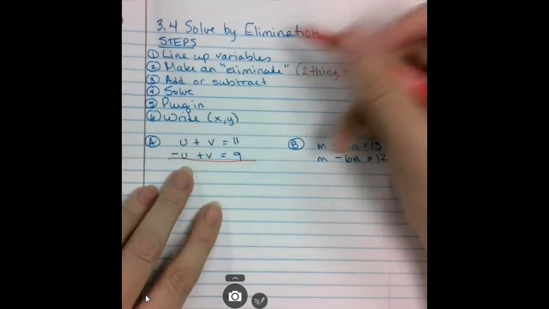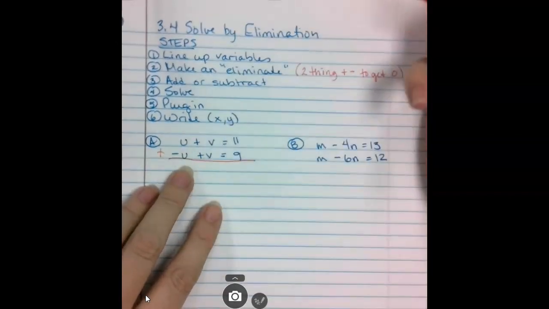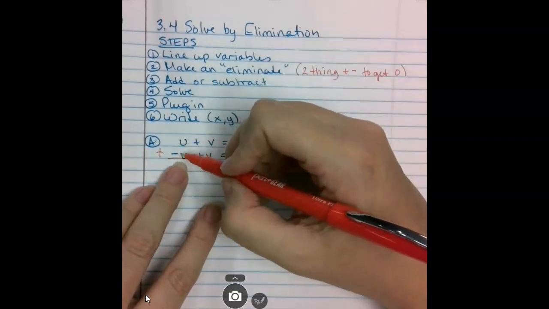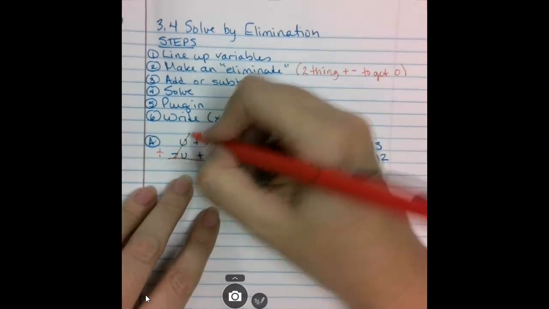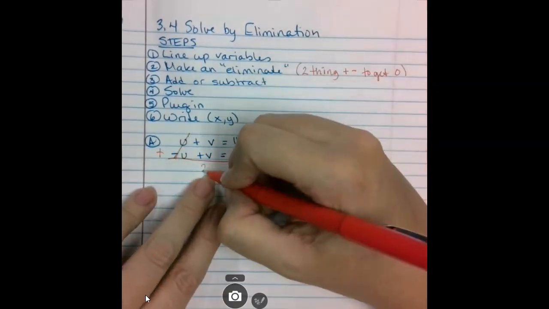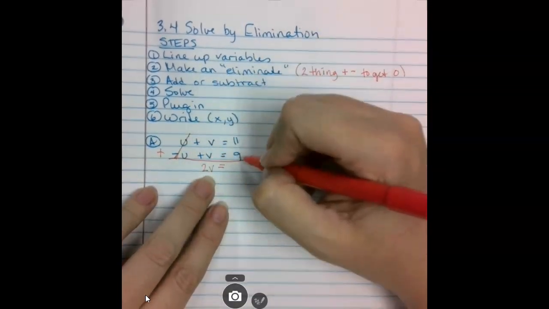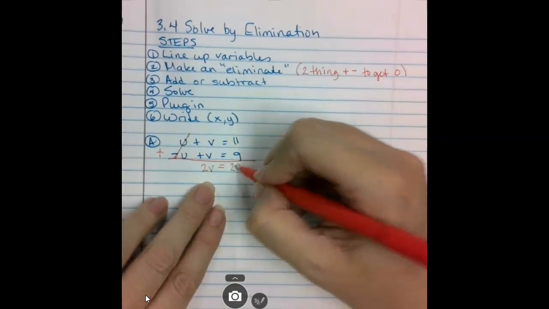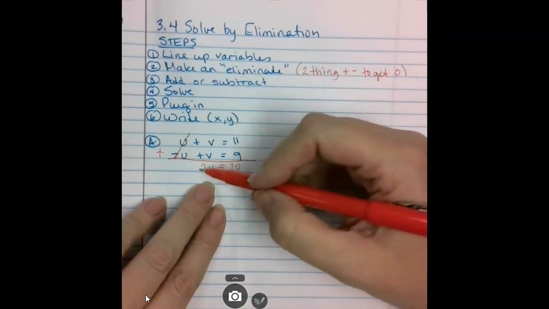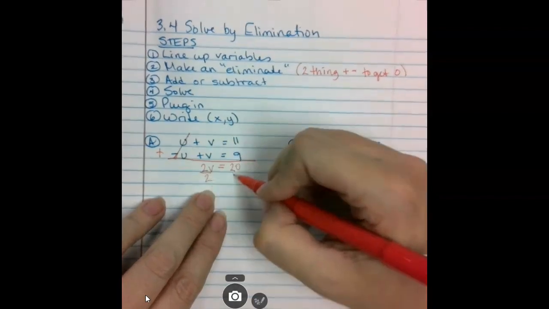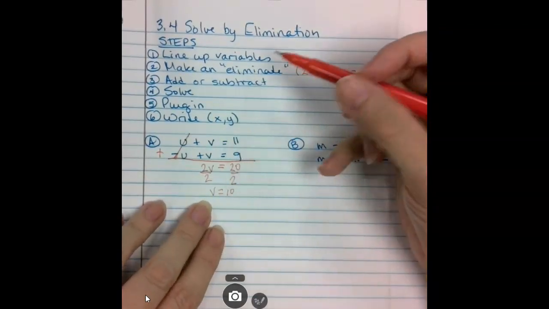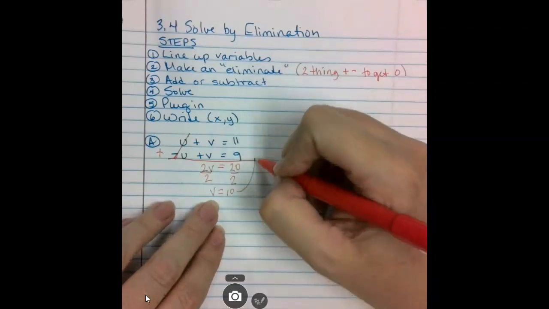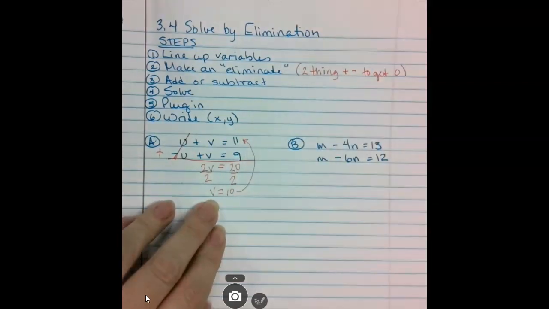So, I'm going to add or subtract. So here I'm going to add these together. U plus negative u, that cancels, that eliminates. V plus v is 2v, and 11 plus 9 is 20. Then I'm going to solve this. 2v equals 20. We'll divide by 2, and I get v equals 10.